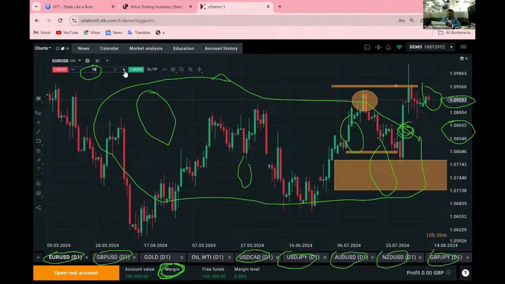Then if a person just uses one lot, 1.00, the person may be earning $1 on each movement. So if the price of EUR/USD moves from 1.09256 to 1.09266, the person has made $10 profit. Assuming it's on 10 lots, and the price moved from 1.09256 to 1.09266, the person has made a profit of $100.